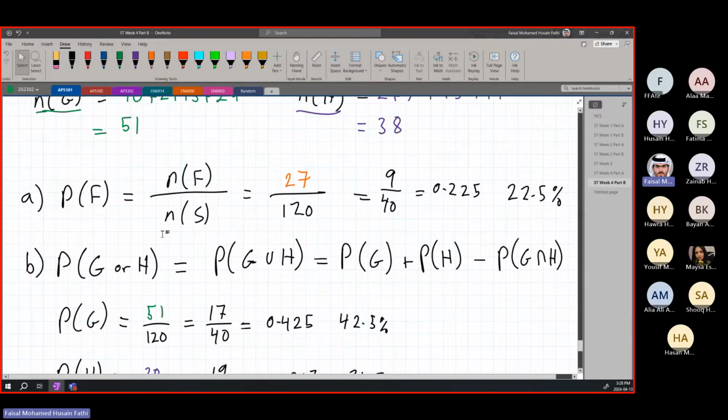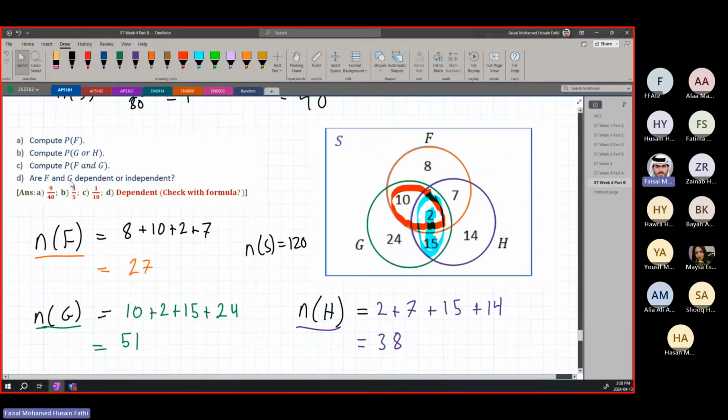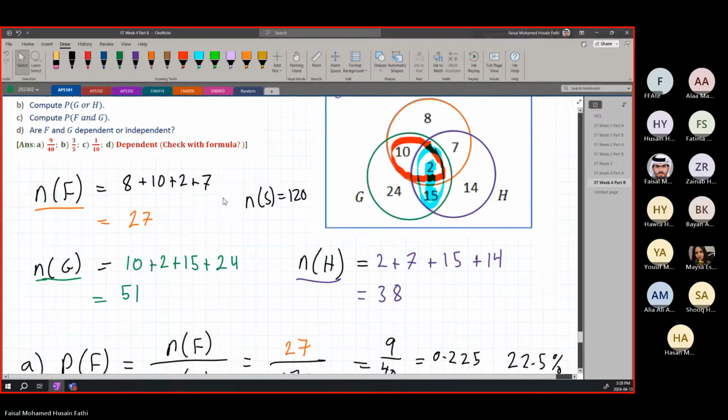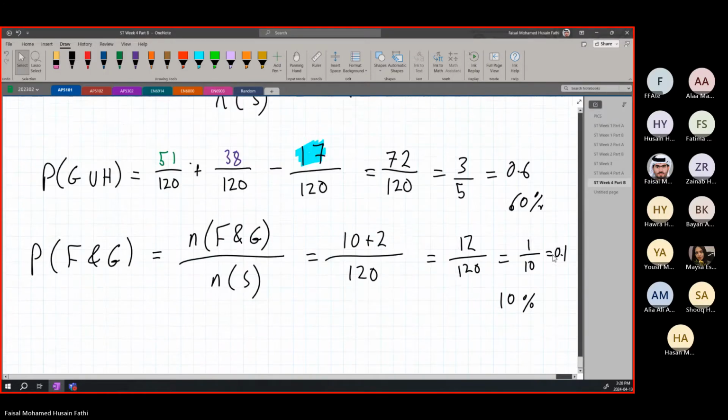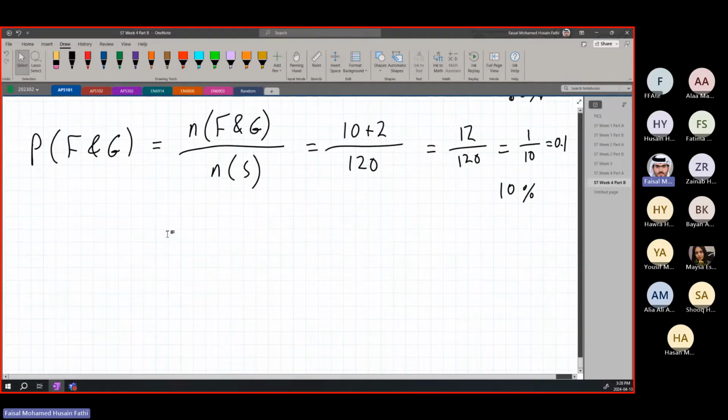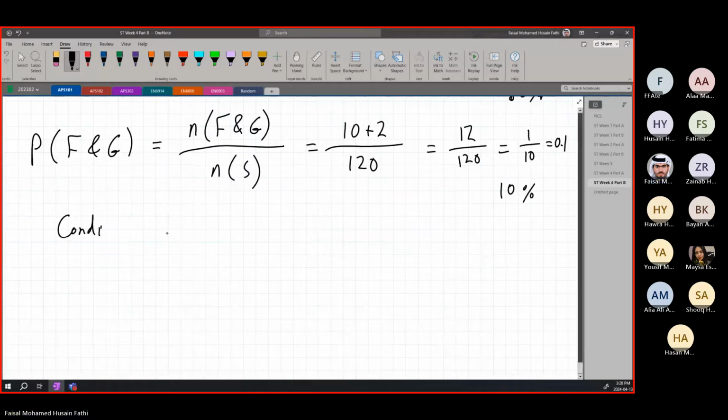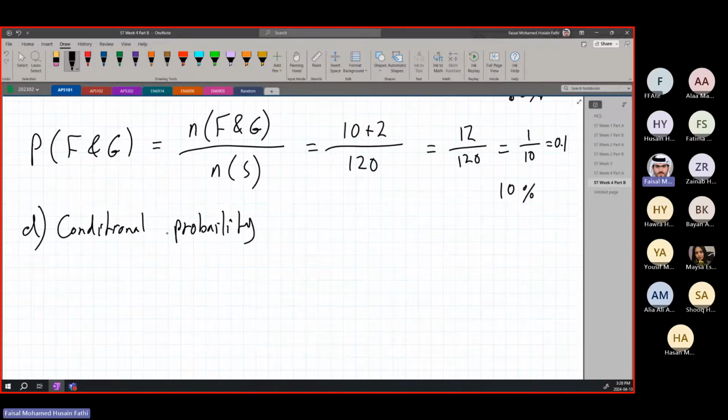The last question says, are F and G dependent or independent? Then, what does that mean? F and G are dependent or independent. How do we know if something is dependent or independent? We're using conditional probability. Okay, this is for part D. This was part C. This is a very important concept.